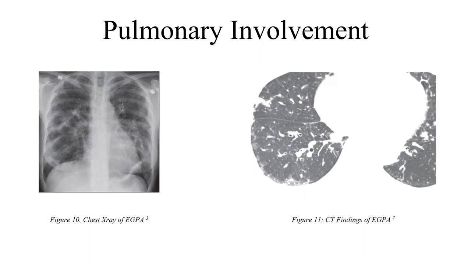This was a 49-year-old asthmatic with quadriparesis, skin rash, and 49% eosinophils on her lab work. So this is showing subpleural ground glass opacities, consolidations, centrilobular nodules, and bronchial wall thickening.